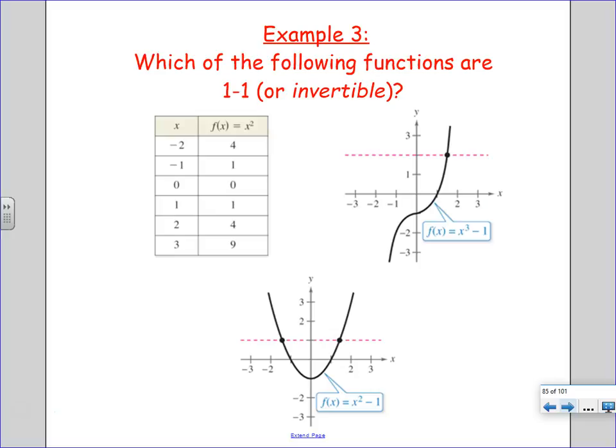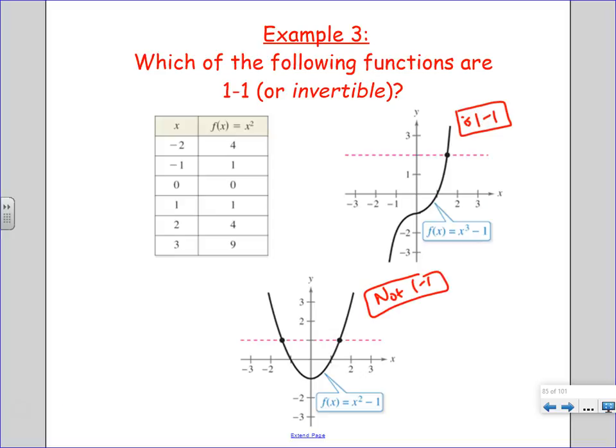Oh, the table's the easy one? I thought it was the hard one. Oh, really? I don't know. Does it pass the horizontal line test? Yes. So is it 1 to 1? Yes. It's 1 to 1, or it's invertible. And then, does this one pass? Obviously not. It's not 1 to 1. I think those are the easy ones.